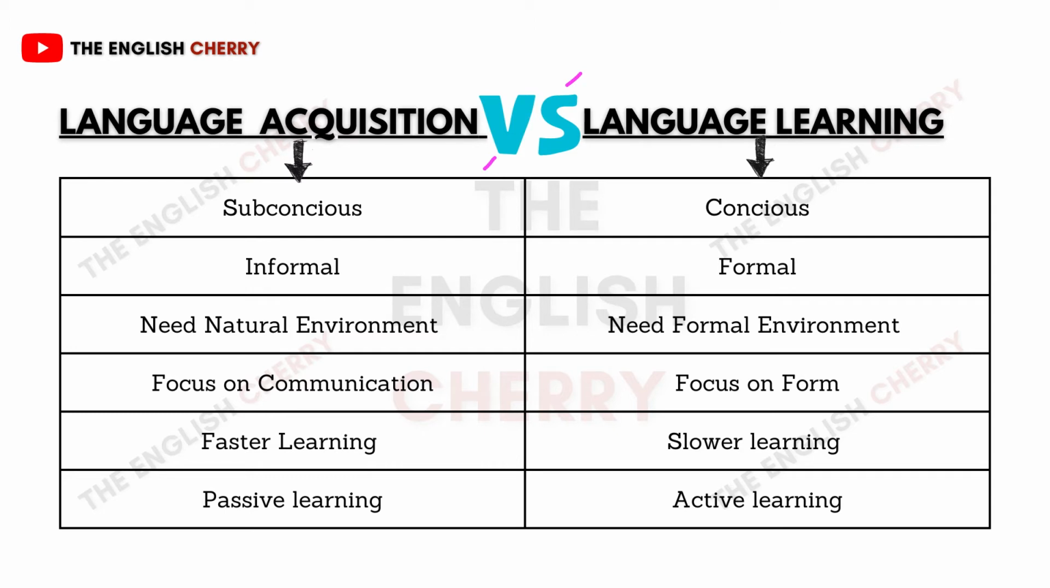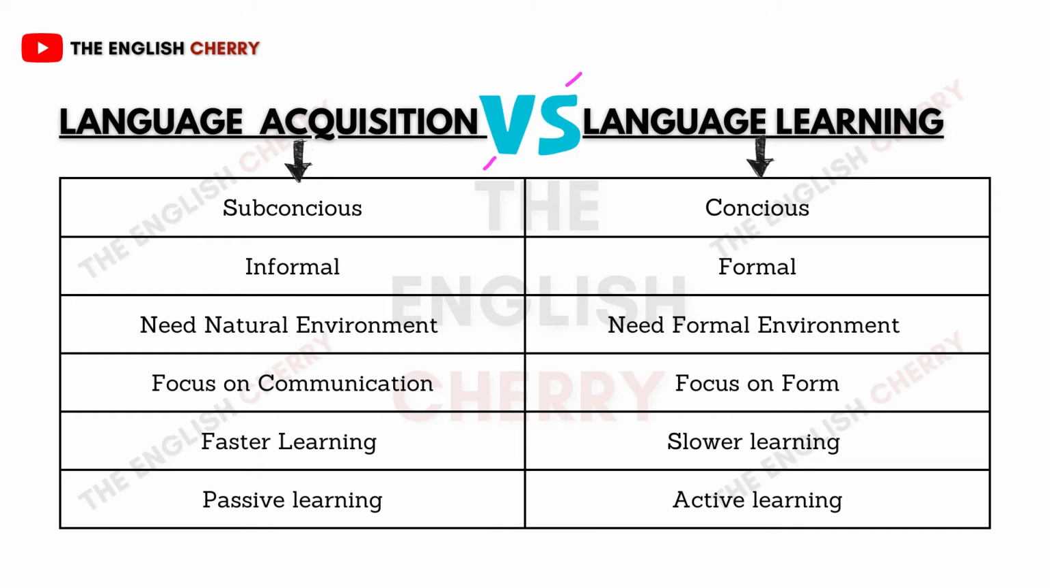Then, language acquisition follows an informal way of learning. Means there is no need of books, there is no need of grammar books, or there is no need of instructions. While in language learning, a formal way is followed, where language is learned properly through books, grammar, with well-directed instructions. With this, we can say that language acquisition is following a natural way, while language learning is following an artificial way.